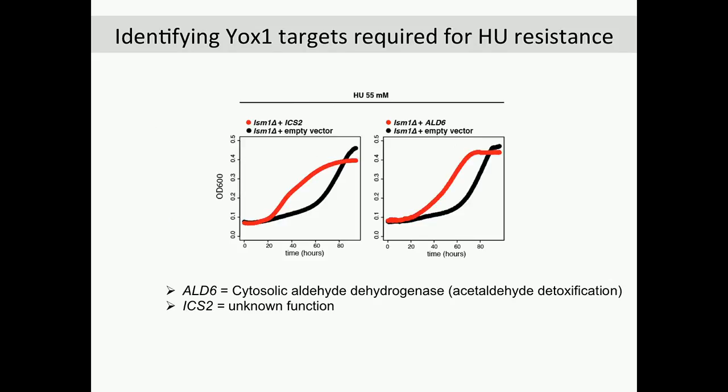What I'm showing you here is the data for 2 genes that we tested and that were positive. I'm showing you the growth curve of an LSM1 delta strain with an empty vector in black, and LSM1 delta strain overexpressing either ICS2 or ALD6. And you can see that when you overexpress these 2 genes, you grow faster in HU. So these 2 genes are suppressing LSM1 delta HU sensitivity. So can you go to the next?